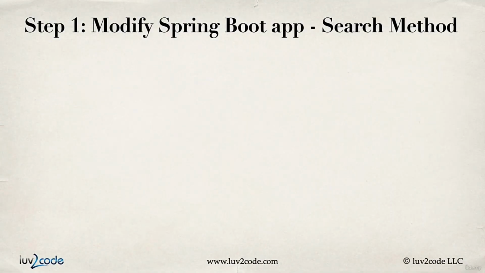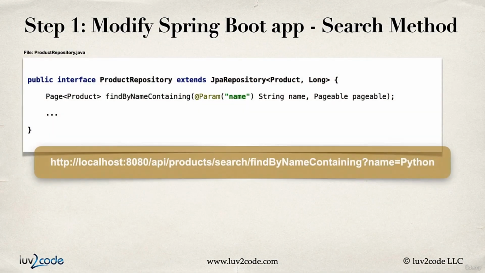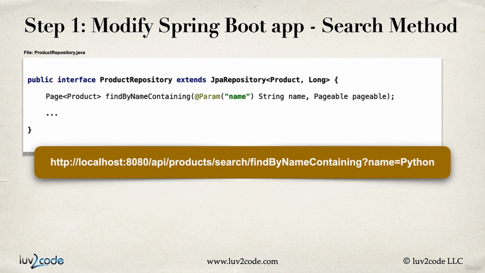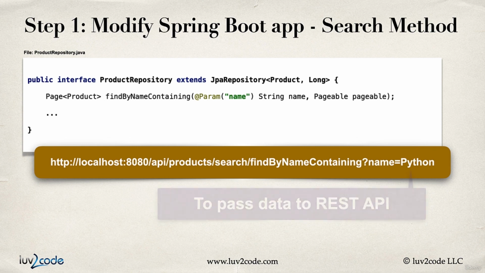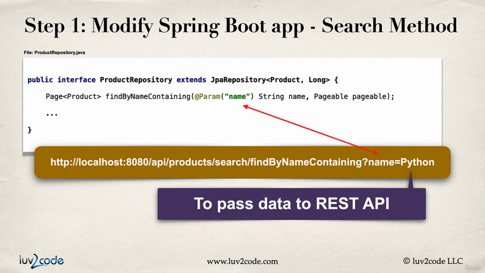Alrighty, so then to actually call this method, remember that it's under /api/products/search, and then the method name, findByNameContaining, and we pass in name=Python. So this is a way of passing data to this REST API. So here we should get a list of all products that have Python in their name.